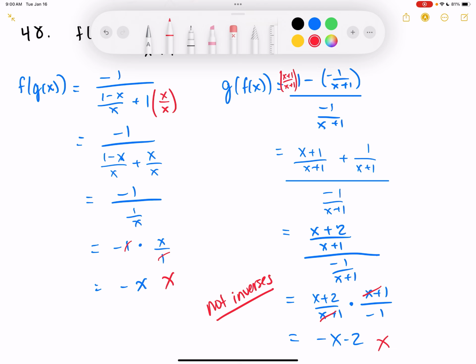times (x plus 1) over negative 1. So the x plus 1's cancel, just like they had in our previous problem. But then I have (x plus 2) over negative 1 is what's left, so that's going to give me negative x minus 2. Or you could have written it as negative parentheses x plus 2. And so obviously that wasn't an x by itself, so that one also didn't work, and so they were not inverses.